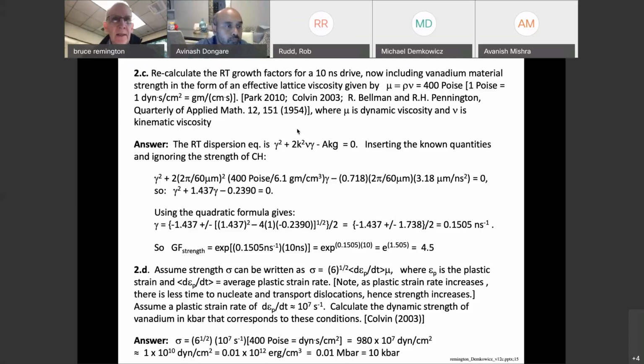So comparing the growth factor with strength of 4.5 versus the growth factor without strength, which was 100 something, you can see there's a very large difference when you put in material strength in the form of 400 poise. And the reason being is 400 poise is a very, very high viscosity, maybe orders of magnitude above what it would be in a liquid.